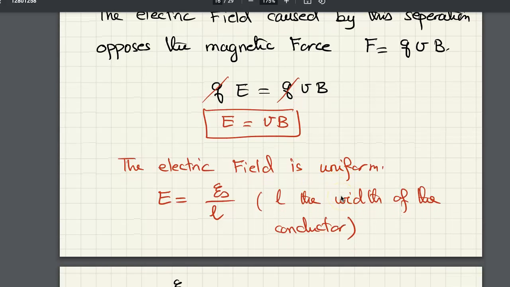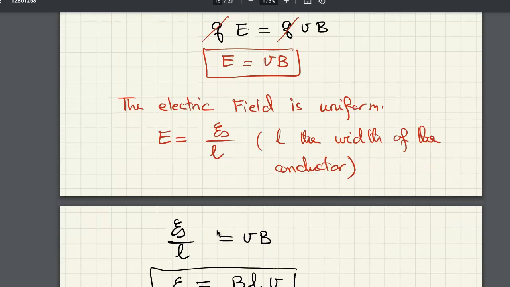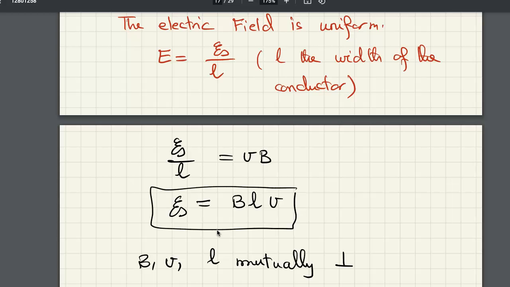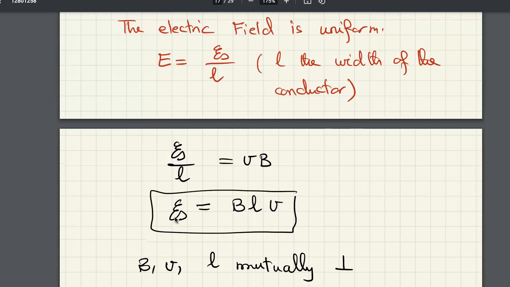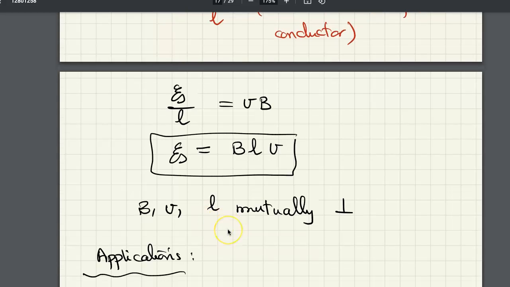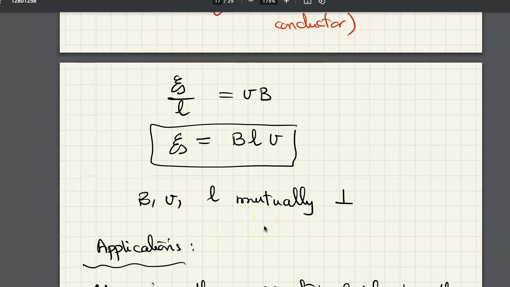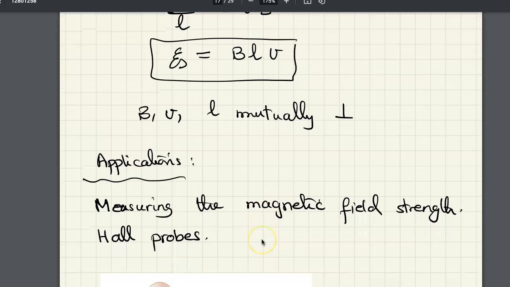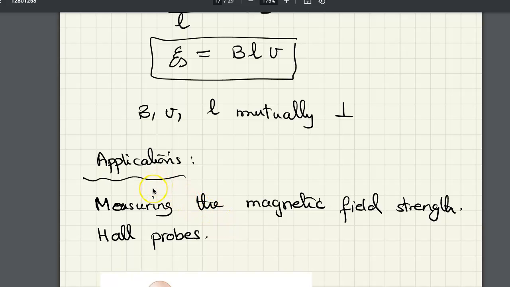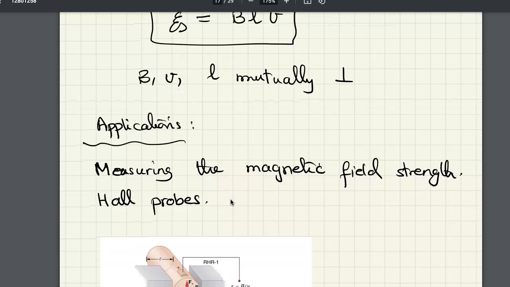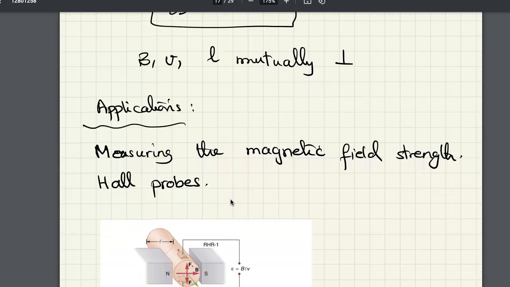If the electric field is uniform, then E equals EMF divided by L, where L is the width of the conductor. We can rearrange terms so that we can calculate the EMF as B times L times V. Of course, all of these vectors are perpendicular to each other. We can use that EMF to measure the magnetic field strength. We call these Hall probes.